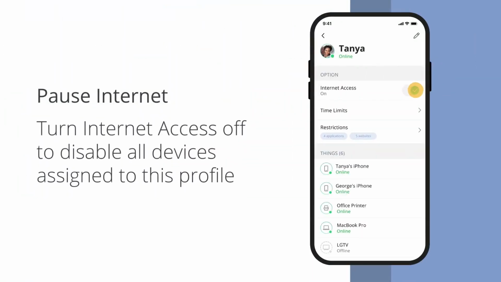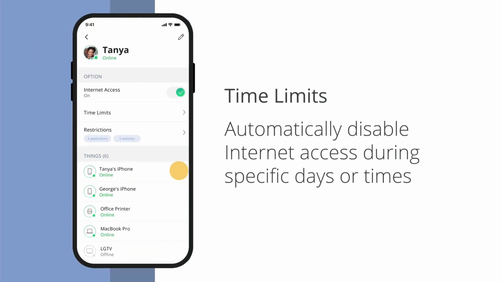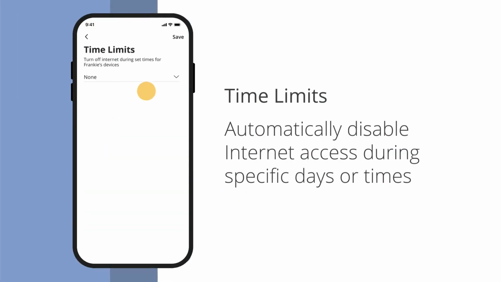Now, once you set up this profile, there are some basic parental controls that you'll be able to use right away. You can pause internet access to all devices on a profile. You can also set up a timer to cut off internet access at a certain time of day or after a certain amount of usage. And those are some of the basics of setting up a user profile.